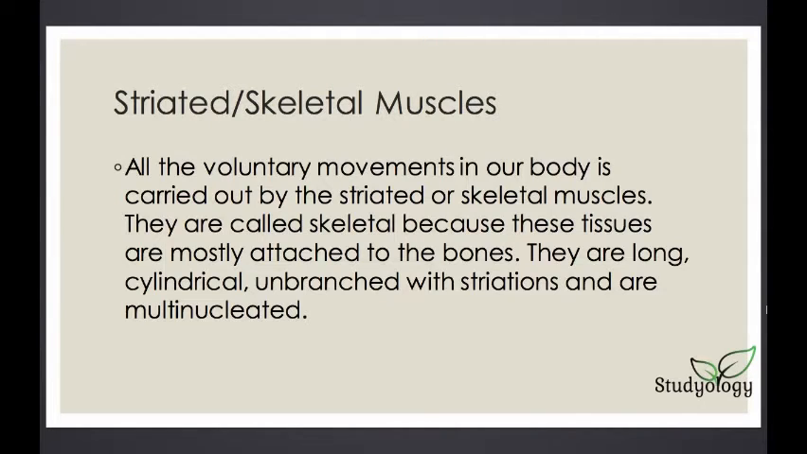They are long, cylindrical, unbranched with striations and are multinucleated. So these types of tissues are long, they're cylindrical in shape, they're not branched. All the cells are not branched and they have striations. Striations are basically some kind of wave-like design that is called striations, and they are multinucleated. They have more than one nucleus.